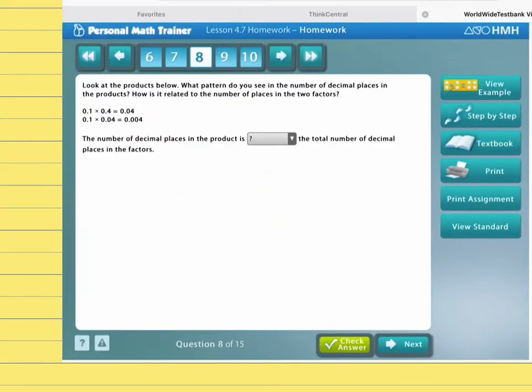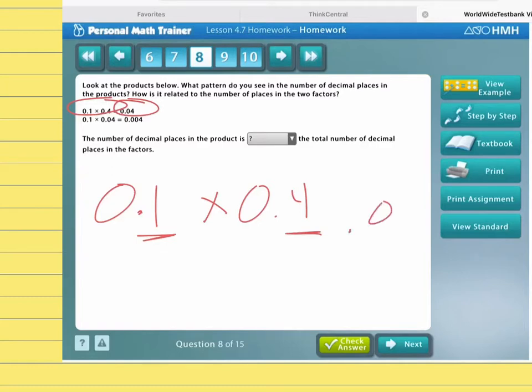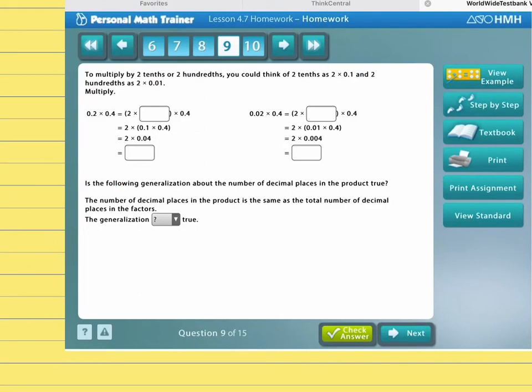We've covered this before, but in this case, just look here. You have in 0.1 times 0.4, you have 2 decimal places, so your answer is going to have 2 decimal places, which is going to be 0.04, 2 decimal places. And in this one, there's 3 decimal places. So the number of decimal places in the product will equal the total number of decimal places in the factors.